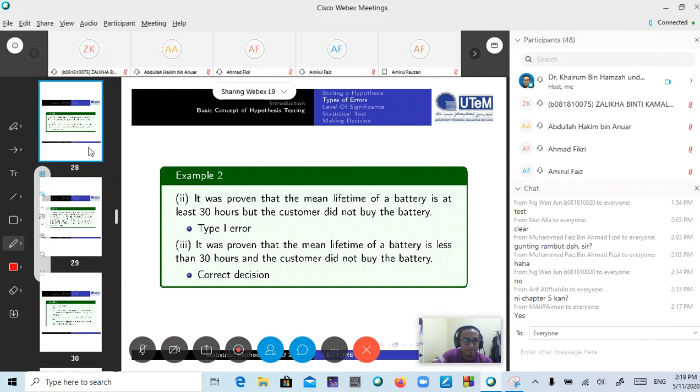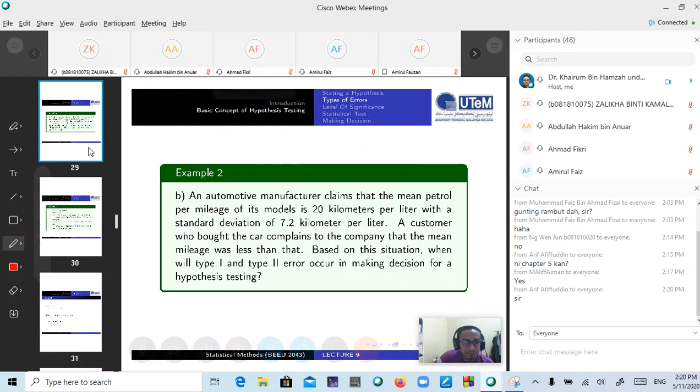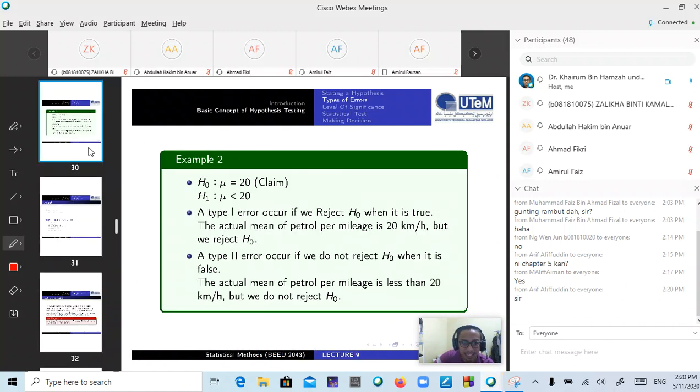Okay. Example 2. So this one actually the method, you can refer to your module. No, it just only has one answer. Bukan 3 jawapan. It depends on the question. Dia ada satu je. Sama ada decision awak tu type 1 error, type 2 error, or a correct decision. Okay, dia hanya ada satu jawapan saja.